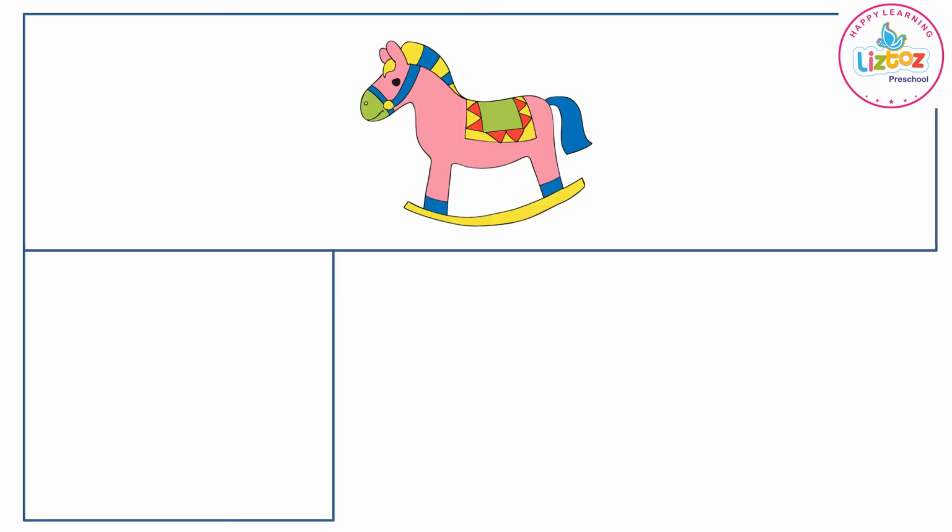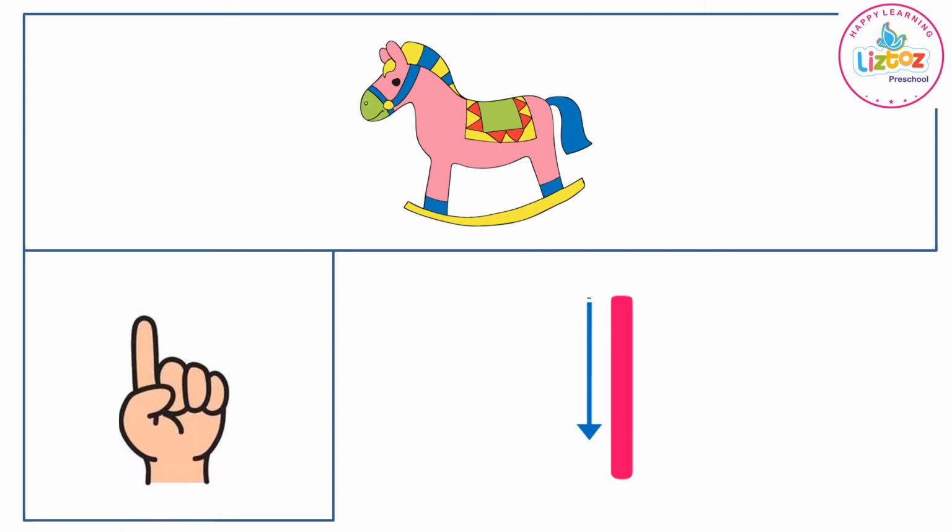Now see here children. How many horse toys are there? How many horse toys are there? Only 1. You count and see. 1. Just a straight standing line. 1. Now see children, how many fingers are there? 1.